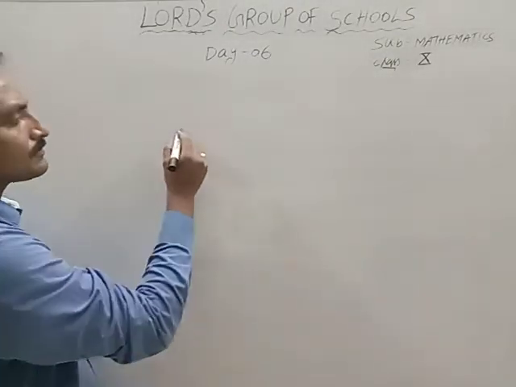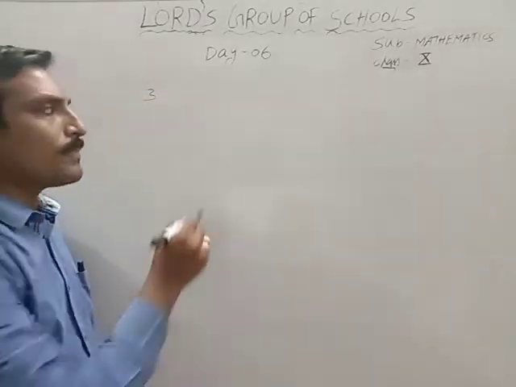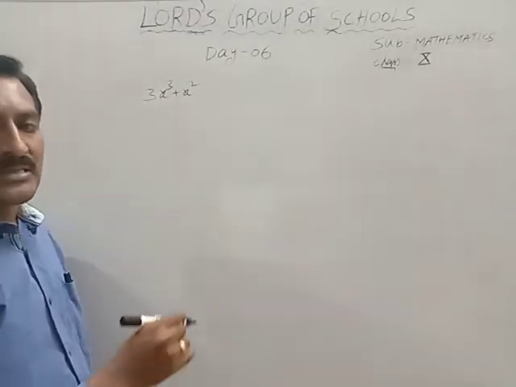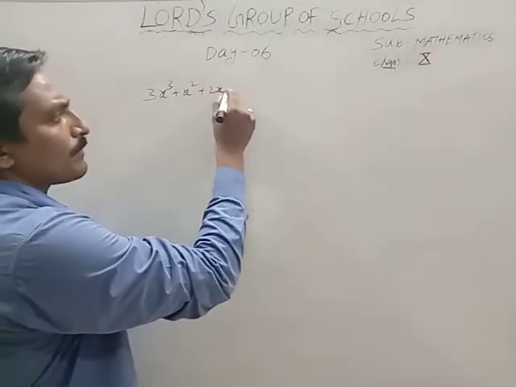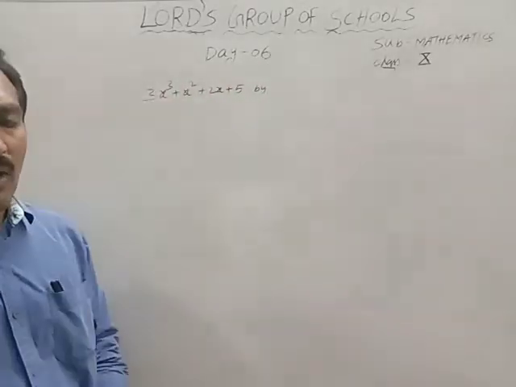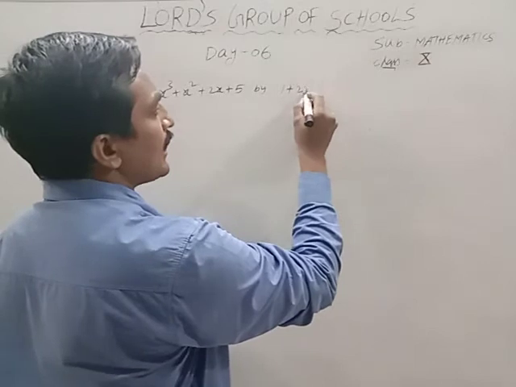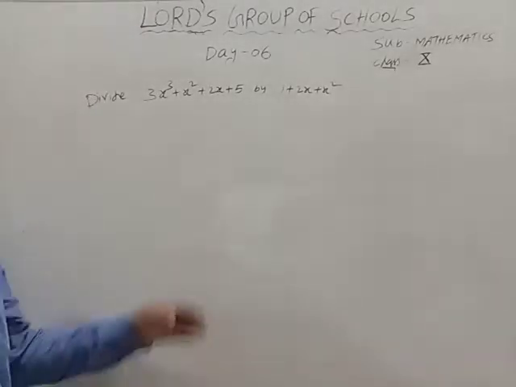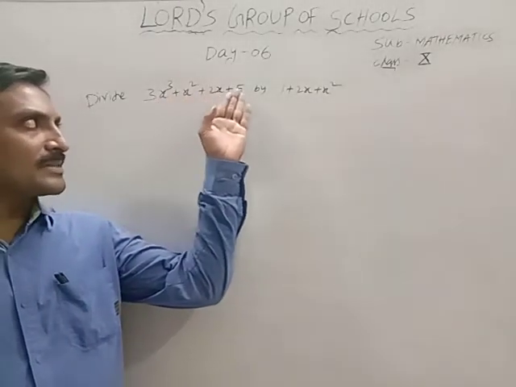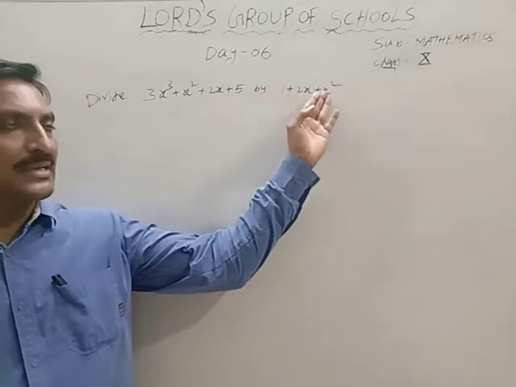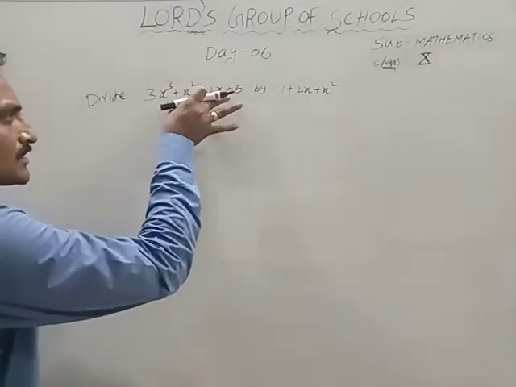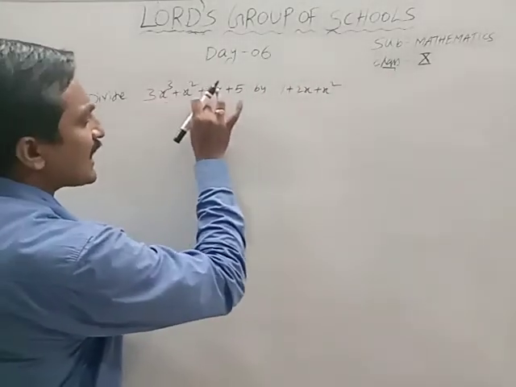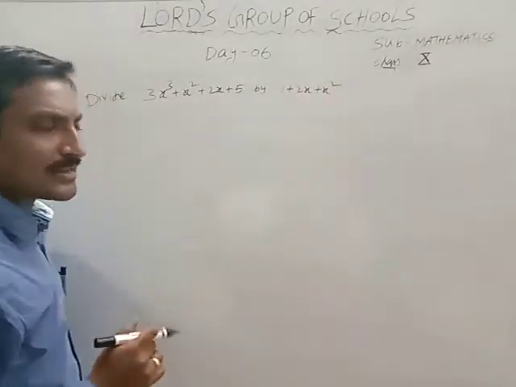Divide 3x cube plus x square plus 2x plus 5 by 1 plus 2x plus x square. This polynomial is divided by this polynomial, so this is acting as the dividend and this is acting as the divisor.